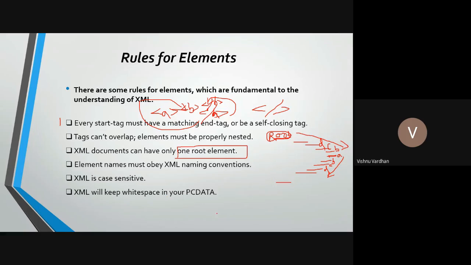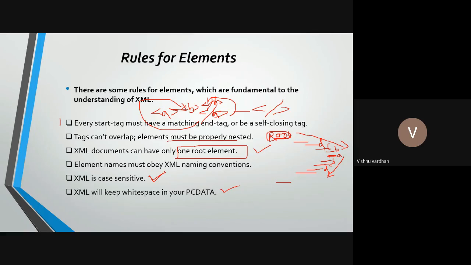Element names must obey XML naming conventions. It will be dealt with in the next slide. Then element names: XML is case sensitive. This we already know, and this will preserve the PCDATA, the white space in the PCDATA. So these are the normal rules. This we already know when we talked about well-formedness. So more than half of these are the well-formedness rules: if there is a starting tag there should be an ending tag, properly nested, only one root element. So that's all. And XML is case sensitive anyway.